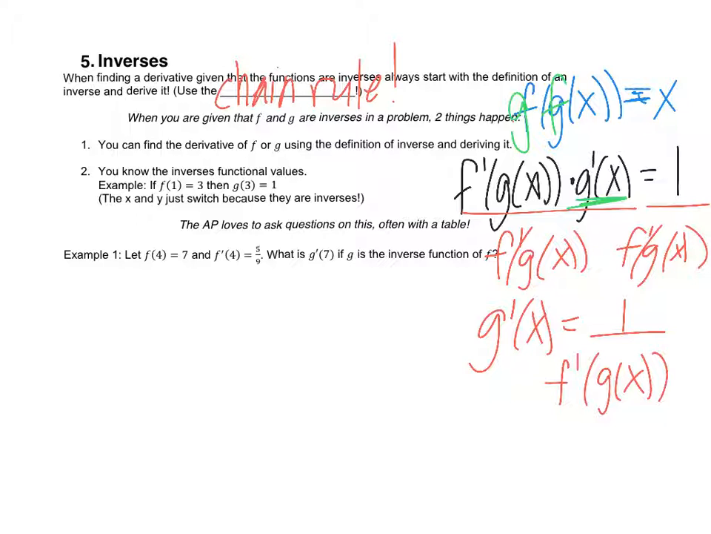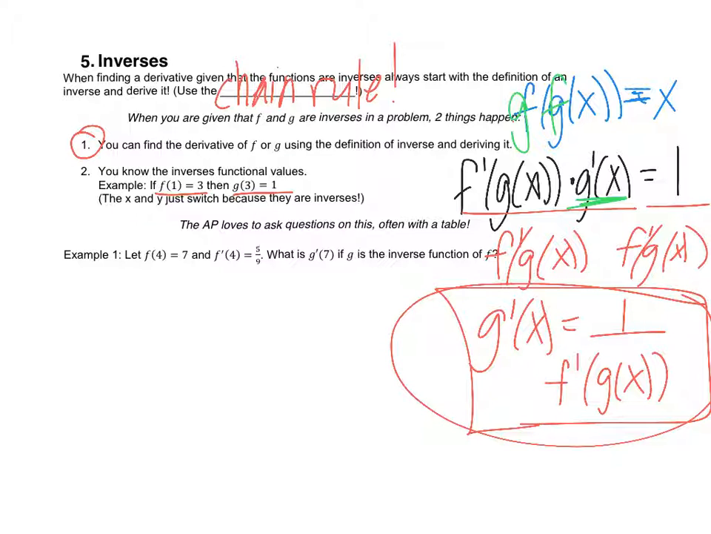Okay, so now that we know that formula, what kinds of questions could they ask? When they have f and g are inverses in a problem, two things happen. Number one, you can find the derivative of f or g using the definition of inverse and then deriving it, which I just did. So number one, you can get this formula. Number two, you know the inverse's functional value. So for example, if I tell you that f of 1 is 3, that would mean if f and g are inverses, that g of 3 is 1. So I'm just switching the x and y because they're inverses. That's going to be really helpful in solving this formula because they only have to give me one functional value in order for me to find the other one and plug it into my formula.